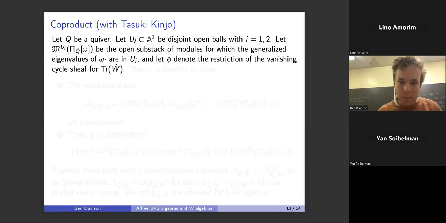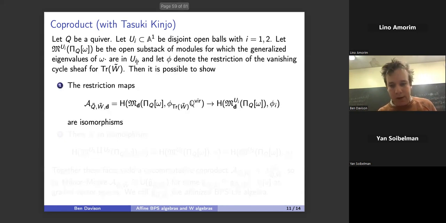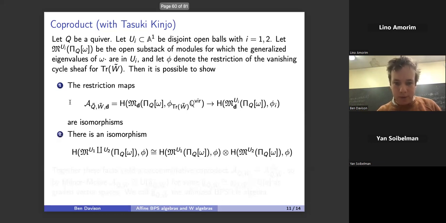And I'm just going to denote by phi, phi will always be the restriction of the vanishing cycle sheaf, just to ease the notation a bit. So two things I claim, not super hard to show. This one is genuinely easy to show: if I take the restriction map in vanishing cycle cohomology from the full stack to the stack where the generalized eigenvalues have to live in this open ball U_i, then this is an isomorphism. That one is not too hard. The second one is harder, but still just a matter of sitting down and doing it.